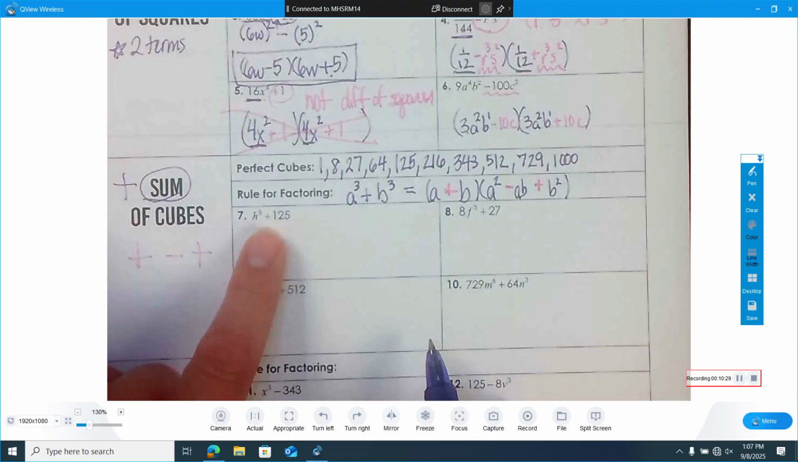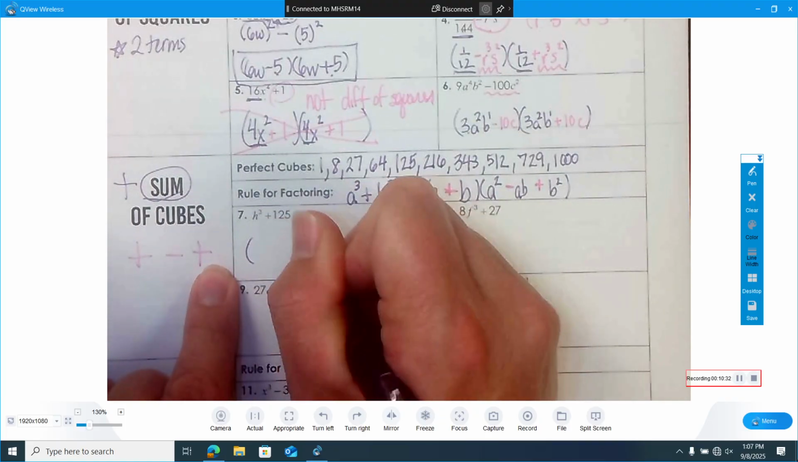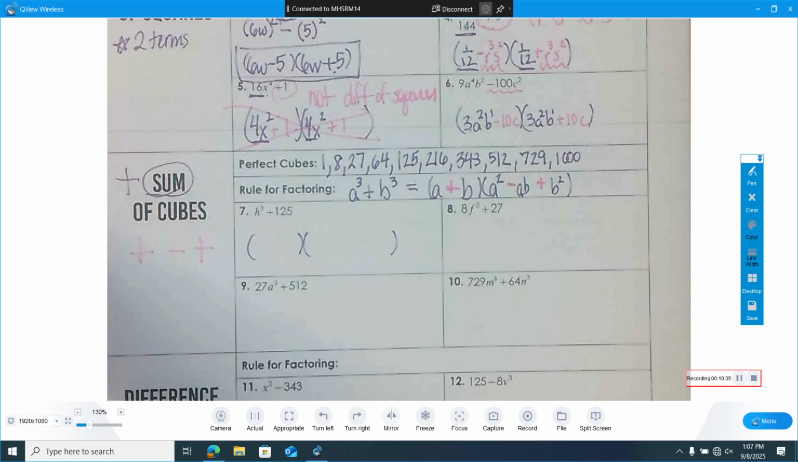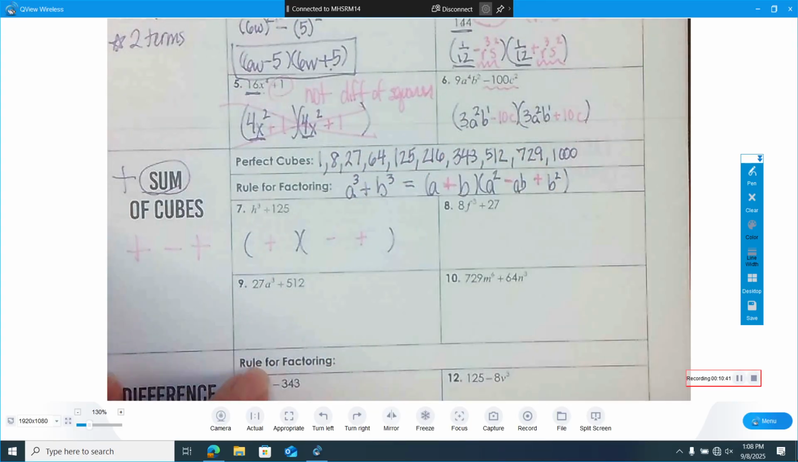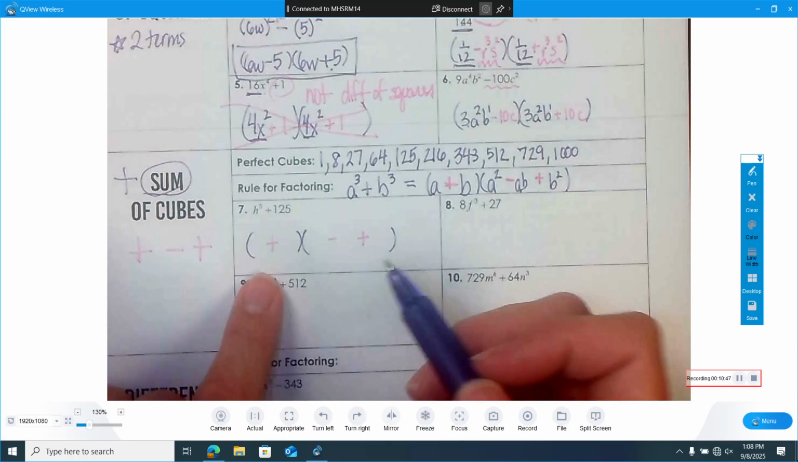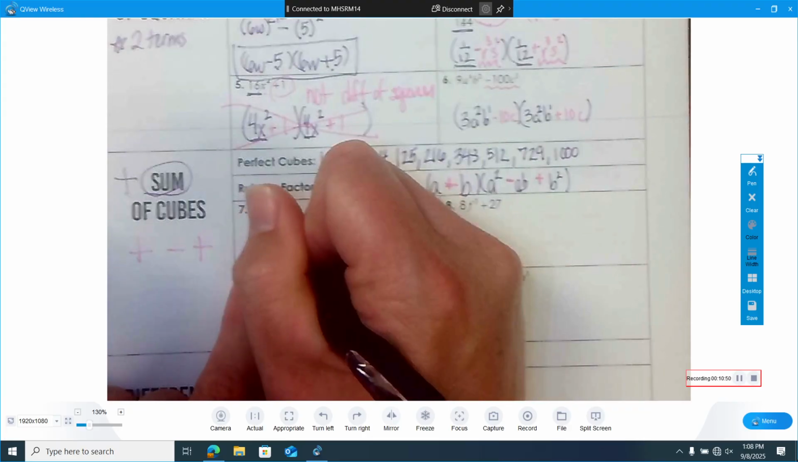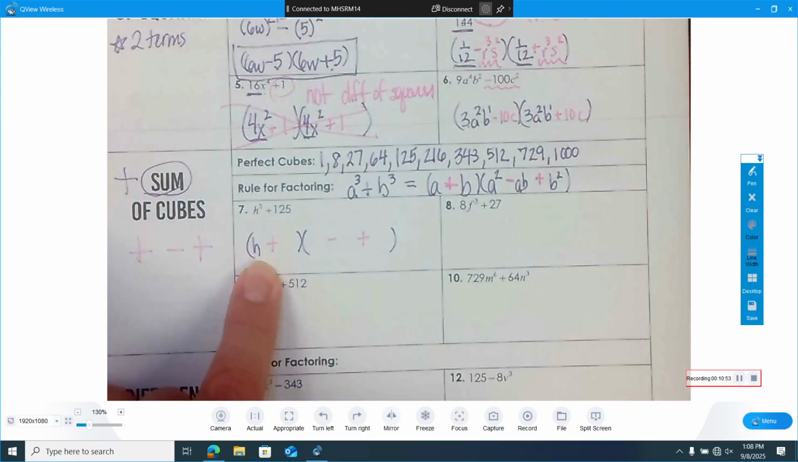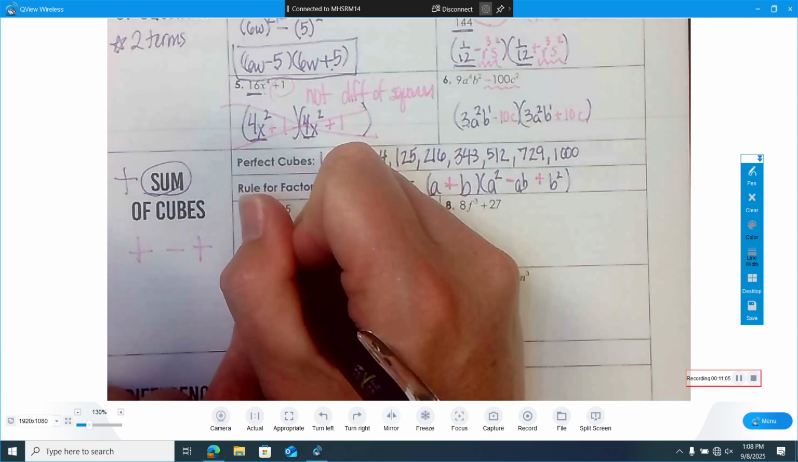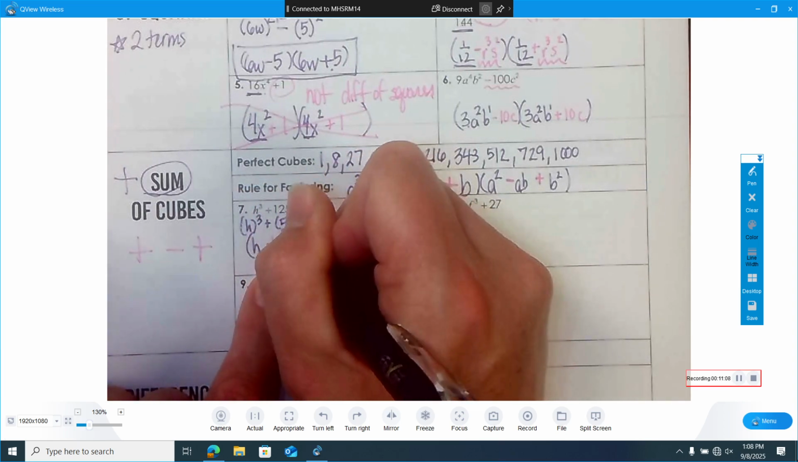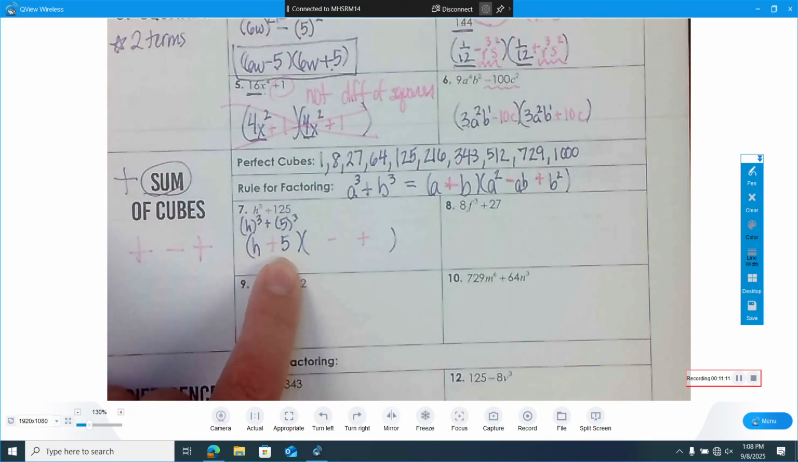So here I have sum of cubes, and I'm going to just small bubble, big bubble. How do the signs go? Plus, minus, plus. Put in the signs, and then you get to forget about the signs. And so now I just want to say, hey, H, because H cubed gives me that cube there. And then what times what times what gives me 125? 5. 1, 2, 3, 4, 5. 5 cubed. You can think about it if you want. This is H being cubed plus 5 being cubed, if you want to take an extra step here.